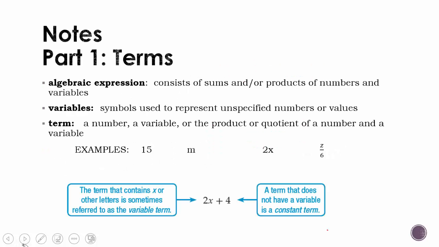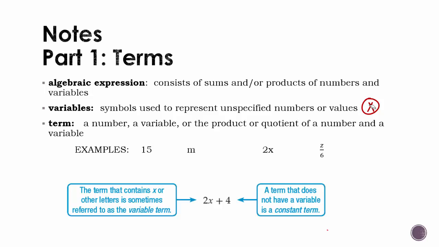So here's some vocab. Algebraic expressions consist of sums and/or products of numbers and variables. So we already know what numbers are. Variables, remember, are symbols used to represent unspecified numbers or values. Our favorite variable of all time is x. We tend to use that one a lot. Any variable is okay for the most part. We tend to stay away from s's, t's, o's, because they look like numbers that we use.